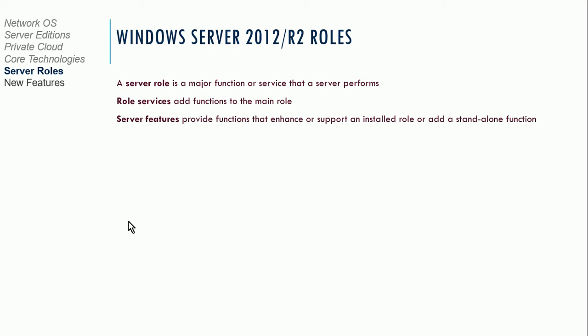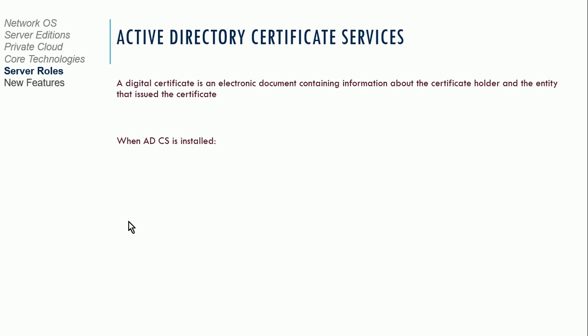Server features provide functions that enhance support on an installed role or add standalone functionality to the server. A server can be configured for a single role or several roles, so you don't have to pick just one for your server. You can have one, many, or perhaps even all of them in a small business, for example. In a small business, you might have an essential server running with just about everything running on it. They might need a lot of these different services that I'm going to talk about.